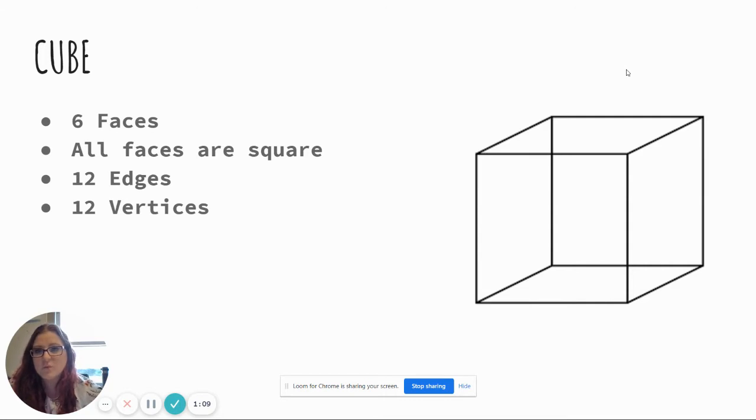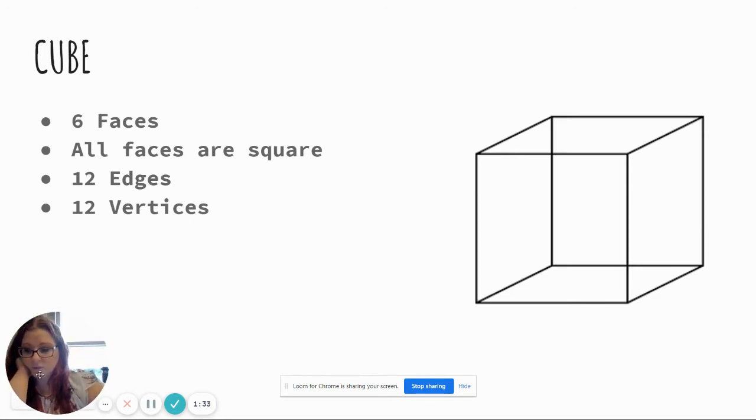So there are a few three-dimensional shapes that you will need to know. We'll start off with the cube. The cube is like a dice. Remember, how many sides does a dice have? A dice has 6 sides, right? All sides, all 6 sides, or all 6 faces are square.